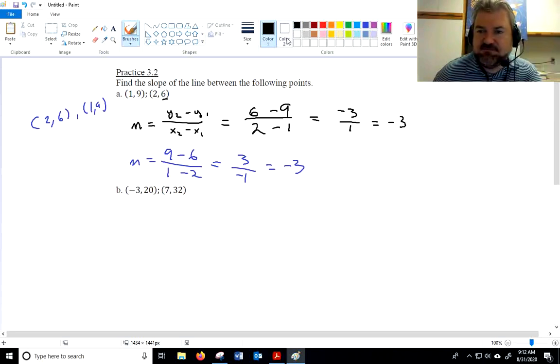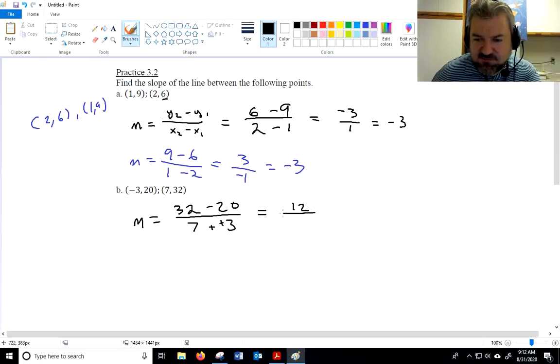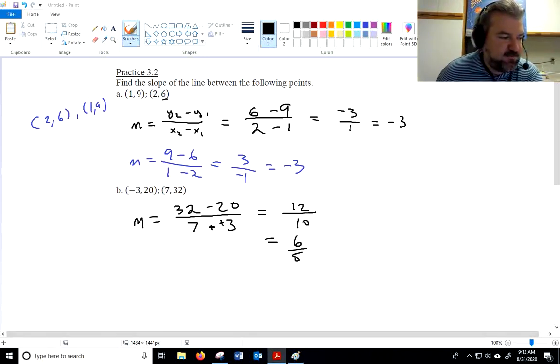All right, let's take a look at the next one. y2 minus y1 over x2 minus x1. Minus a negative becomes plus a positive. 32 minus 20 is 12. 7 plus 3 is 10. And 12 over 10 becomes, let's see here, I can divide each by 2, can't I? 6/5. All right, let's do C and D now.